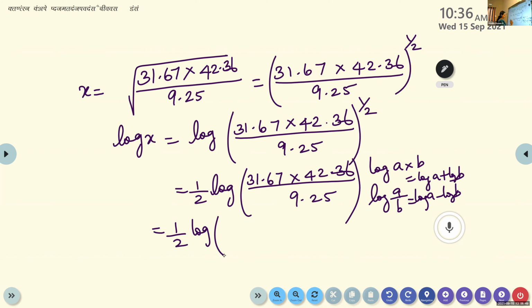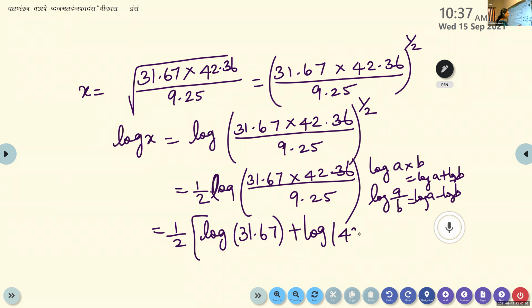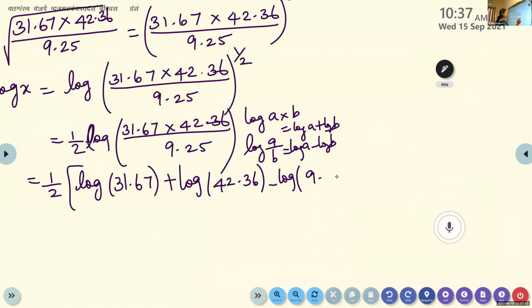So now listen children, it is half log. We are going to separate it. In multiplication, we can write this as plus log of 31.67 plus log of 42.36 minus log of 9.25. Log of a into b means log a plus log b. Log of a by b means log a minus log b. So which one comes in the denominator? We have to write it as minus. Is it okay, Pranav? Vinay?